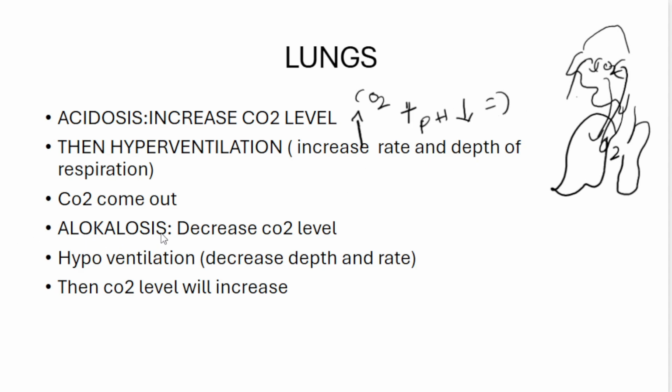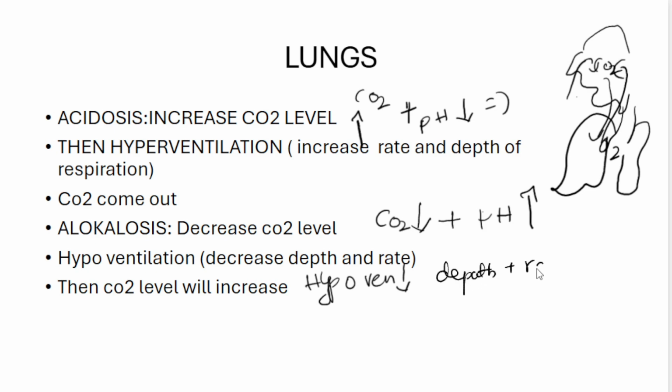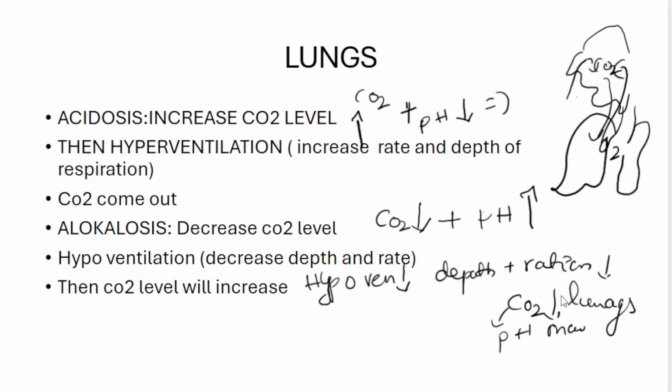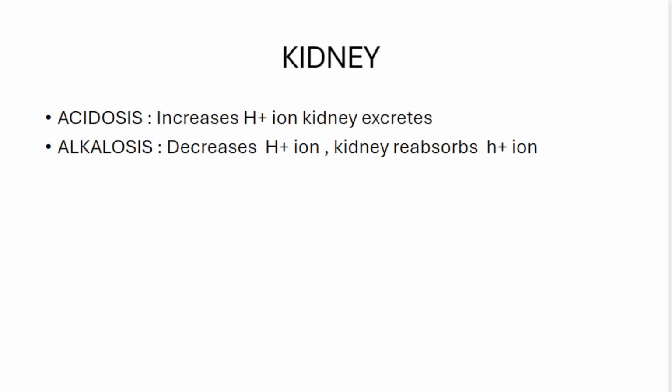Next, alkalosis. In alkalosis, what will happen? CO2 level will decrease and pH will increase. Then hypoventilation occurs. Hypo means decreased depth and rate of respiration. Then CO2 remains in the lungs, and pH will be maintained. Next, we will discuss the kidneys and how they maintain balance.